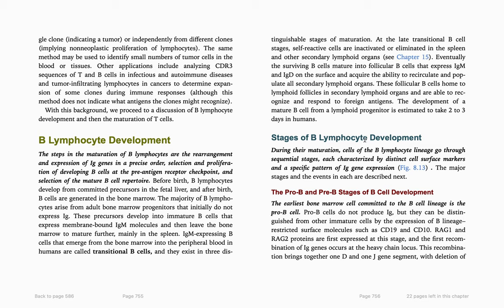Stages of B lymphocyte development. During their maturation, cells of the B lymphocyte lineage go through sequential stages, each characterized by distinct cell surface markers and a specific pattern of Ig gene expression. The major stages and the events in each are described next.